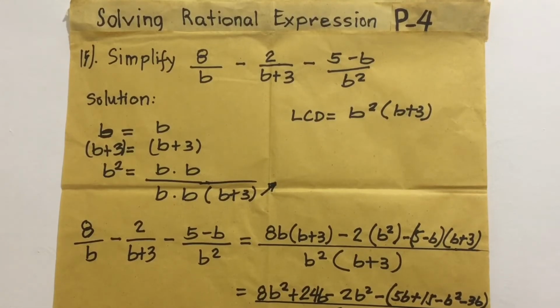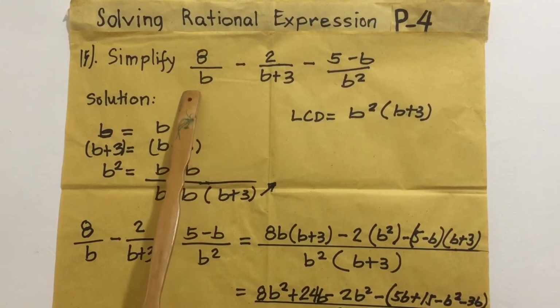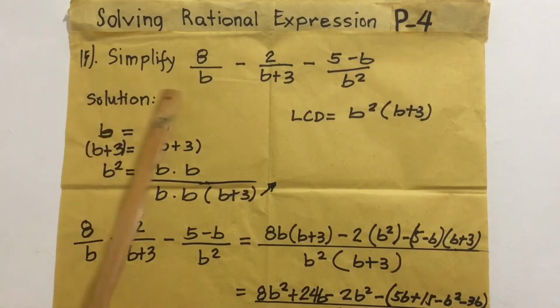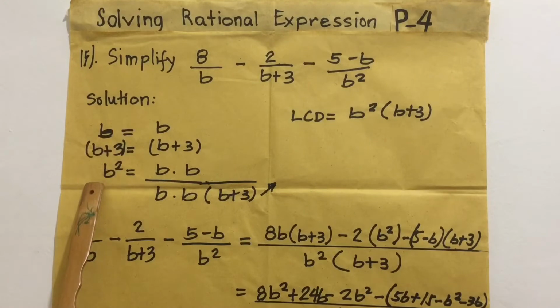To simplify, our plan this time is to combine the three rational expressions into one single rational expression. To do that, we're going to find the LCD of b, b plus 3, and b squared. First, we're going to copy all the denominators: b, b plus 3, b squared.